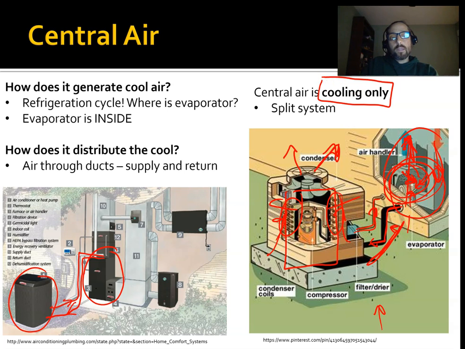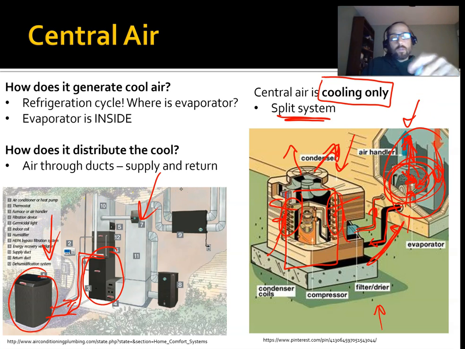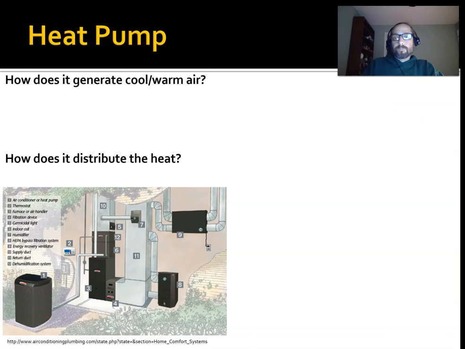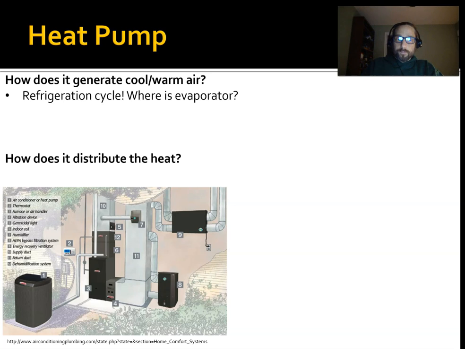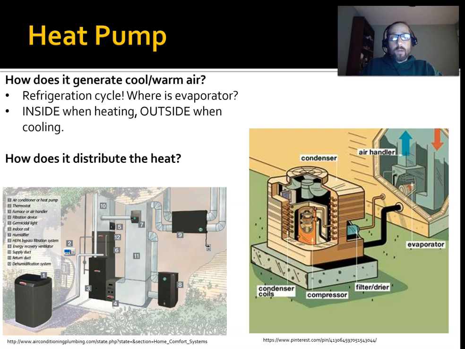Anything that looks like this, so a heat pump or central air, is referred to as a split system. Split meaning you have an outside unit and an inside unit. So it's split between inside and outside. Then we have the heat pump, which is the exact same thing. It uses the refrigeration cycle, but a heat pump can provide cool air or warm air.